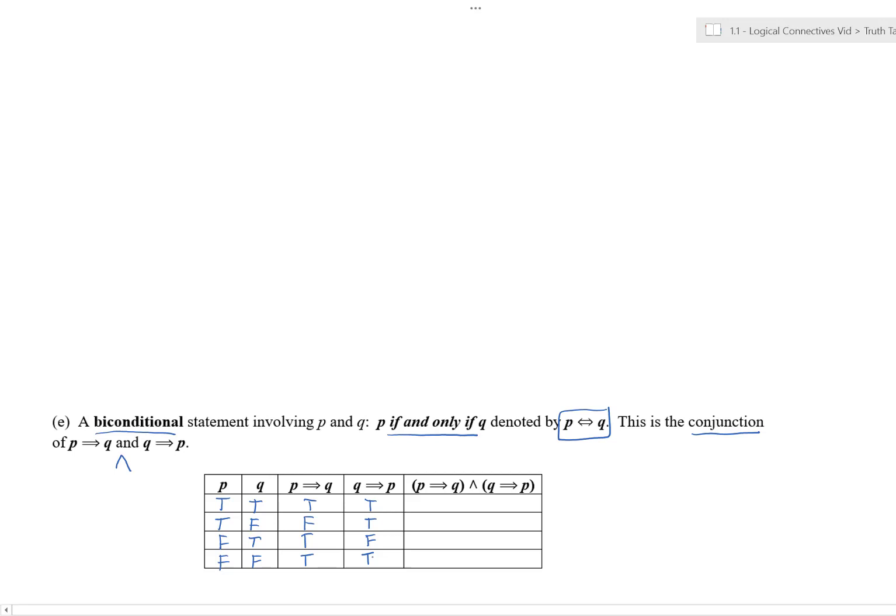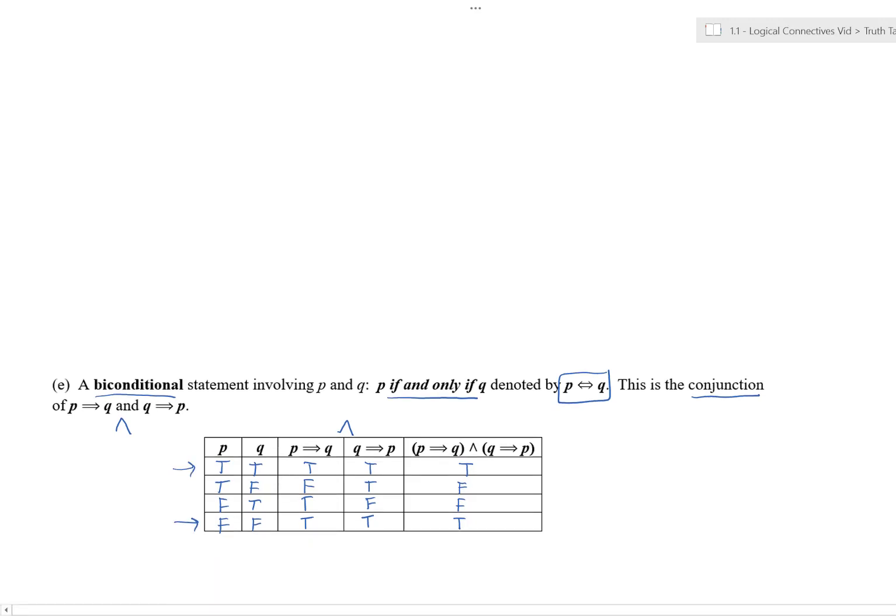And now we look at the conjunction of these two columns. And that is only true if they're both true. So true in the first part, but then false in the second two, and then true in the last part as well. So notice that a biconditional statement is true only if P and Q have the same truth values. Interesting.